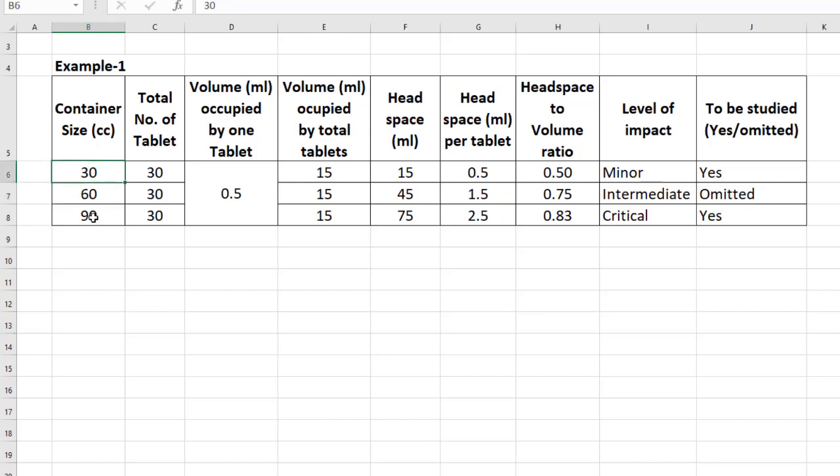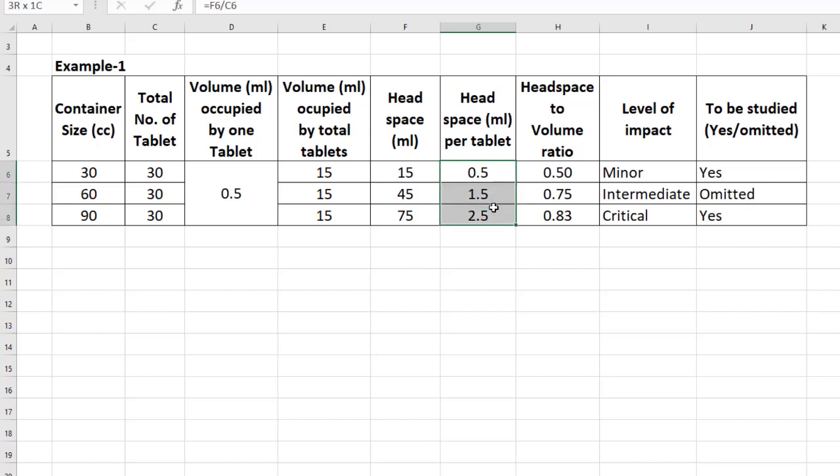Let us understand the scenario in a 90 cc container. In the 90 cc container, 75 ml of headspace is available. And how many tablets are there? Of course, 30 tablets, right, across each container. So 75 by 30, you will find that 2.5 ml of headspace is available for one tablet.